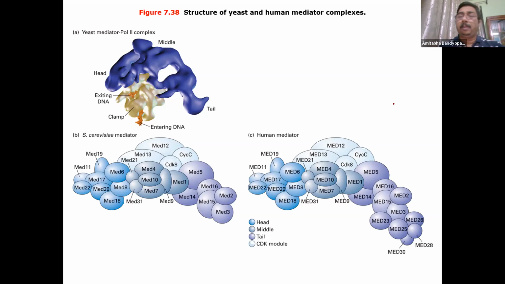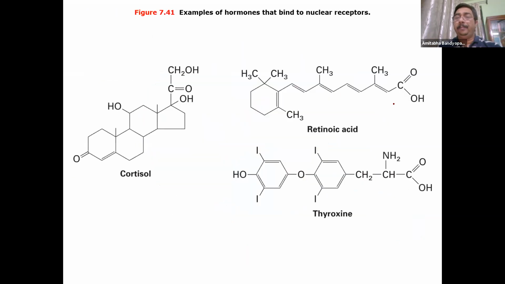We have already talked about the mediator, and therefore I am not getting into the discussion all over again. So now we quickly move on to another class of transcription factors, which I have referred to earlier, called the nuclear hormone receptor transcription factors. The nuclear hormone receptors are basically transcription factors. They bind to small organic molecules, which are called nuclear hormones.